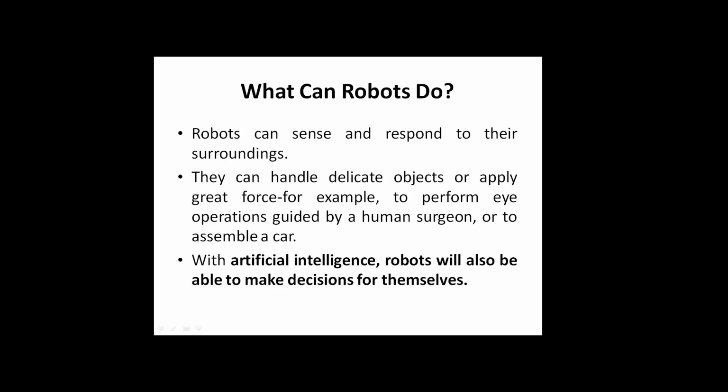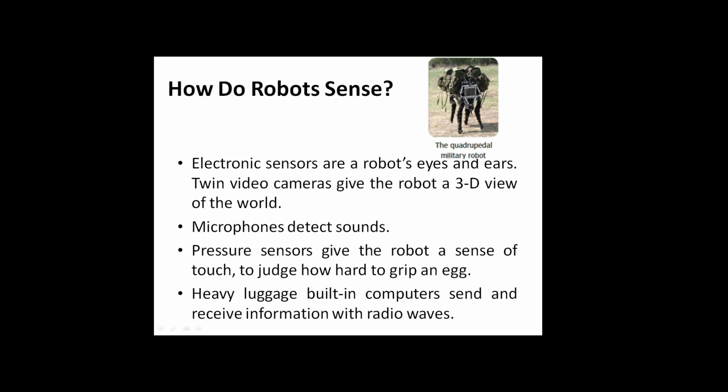What can robots do? Robots can sense and respond to their surroundings. They can handle delicate objects or apply great force, for example, to perform eye operations guided by a human surgeon or to assemble a car. With artificial intelligence, robots will also be able to make decisions for themselves.